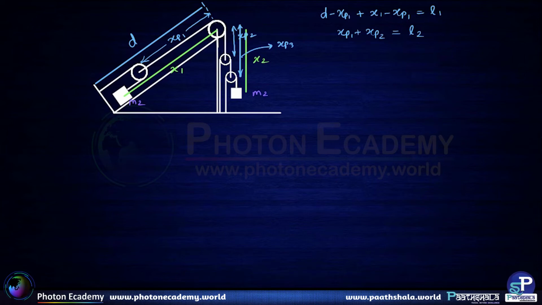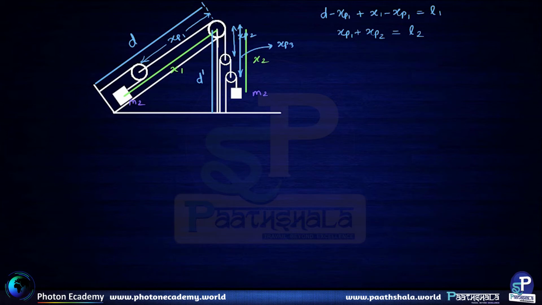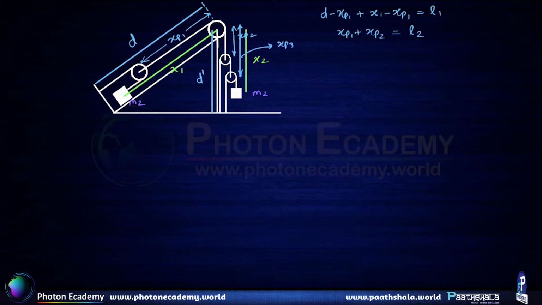Now for this particular string, we need to take a d dash, because whenever there are rigid supports involved, we take distances from the two rigid supports to be fixed, and here this is the distance d dash. So for the pulley P2, we can write down this is d dash minus xp2, and this much part happens to be xp3 minus xp2. So what do we get? We get d dash minus xp2 plus xp3 minus xp2.